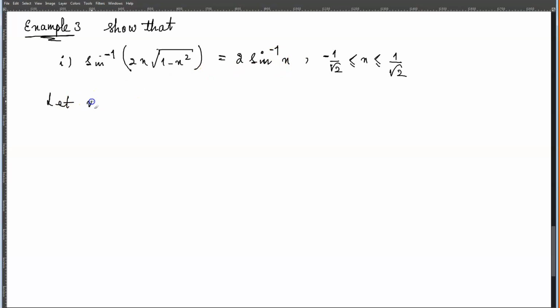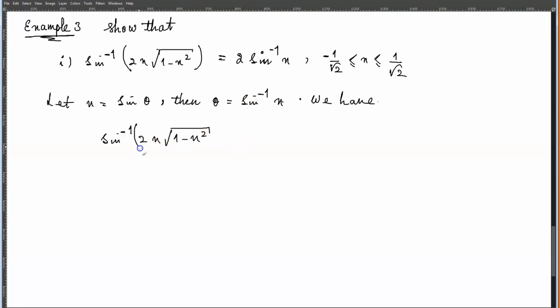x be equal to, for example, something like sine theta, right? Then I can say that basically theta is equal to sine inverse of x. Now, since theta is equal to sine inverse of x, so then we have sine inverse of basically 2x times the square root of 1 minus x squared.